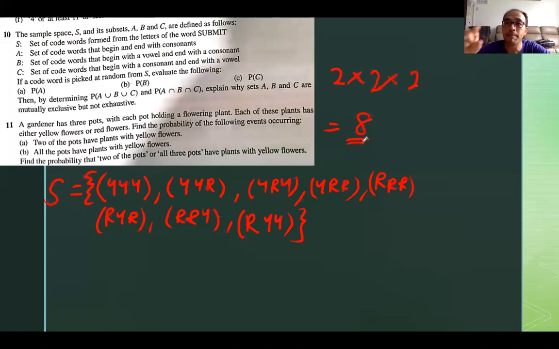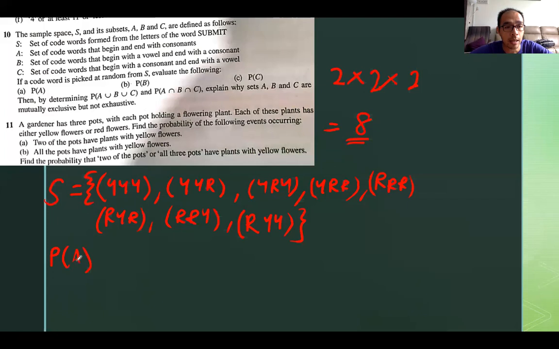Okay, setiap pot ada 2. So 2 times 2 times 2 will be 8. That's how I know that there are 8 combinations altogether. Okay, so let's find the probability. First event, I'm going to call this the probability of A.